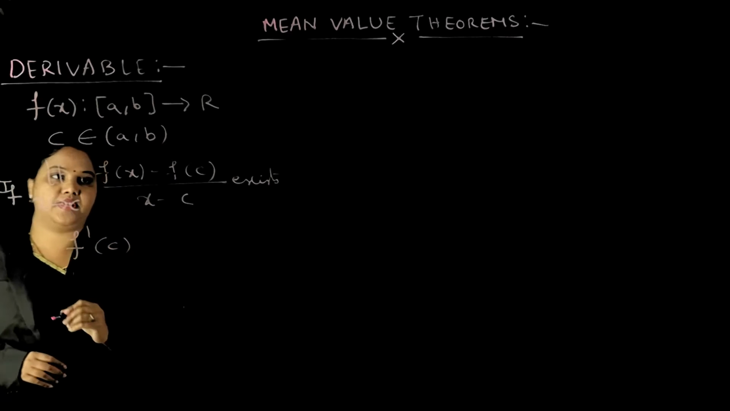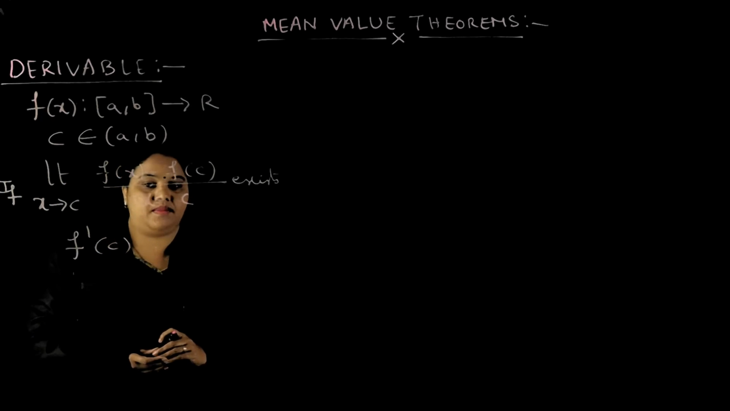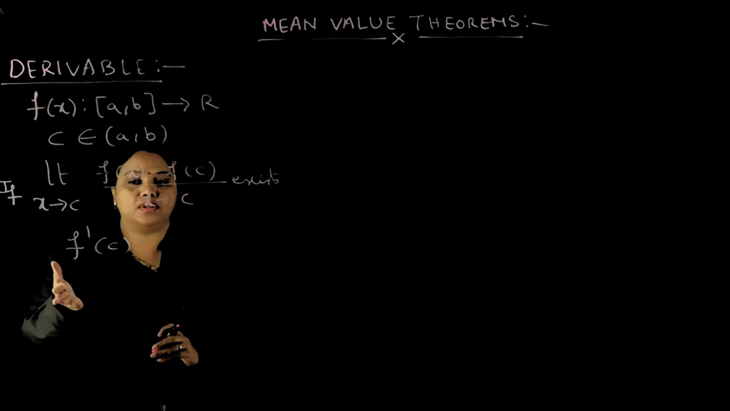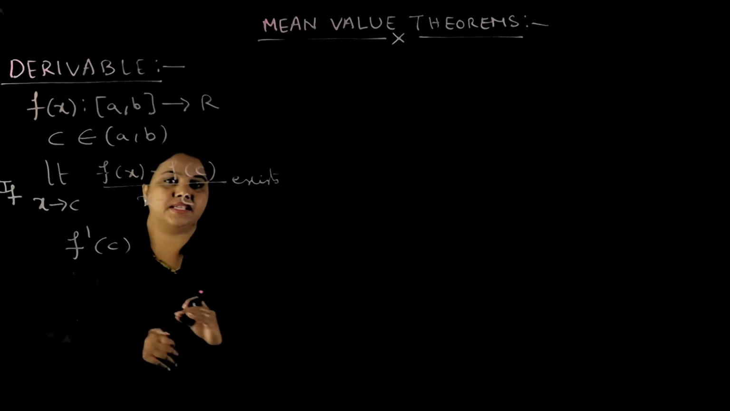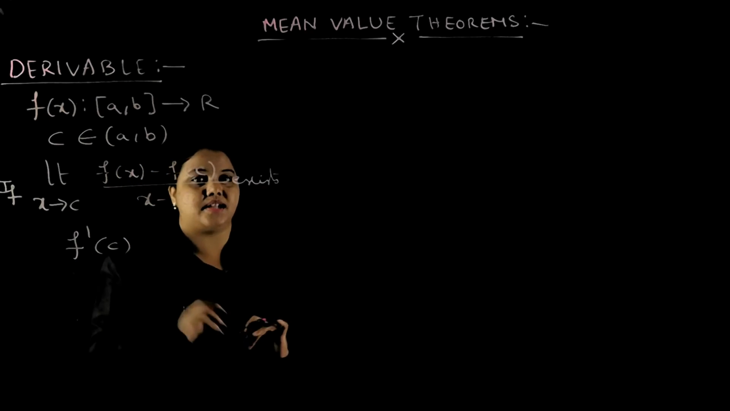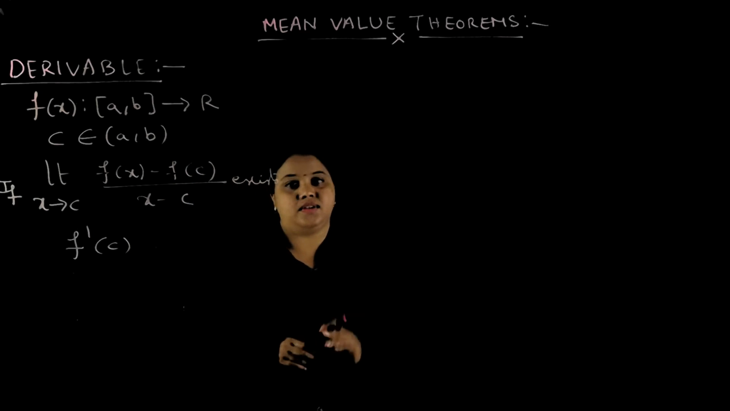We all know it, right? So in order to check the derivability also, we are supposed to remember that it should be both left derivable as well as right derivable. So these are the basic concepts of continuity and derivability that we will be using in doing the mean value theorems.